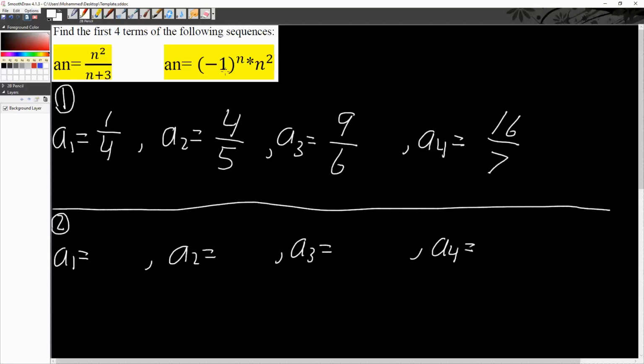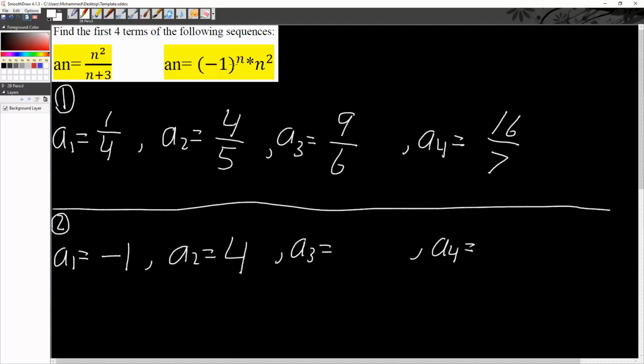Now the second question, we do the same thing. So we plug in 1. So negative 1 raised to 1 would be negative 1 times 1 squared, which is 1. So we would get negative 1. For 2, we would get negative 1 squared is going to be 1 times 2 squared is going to be 4.